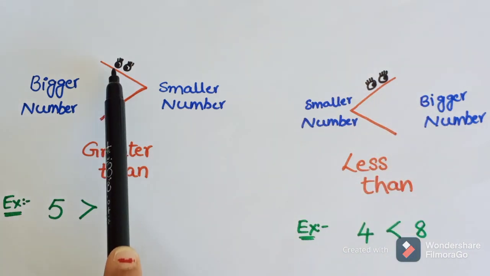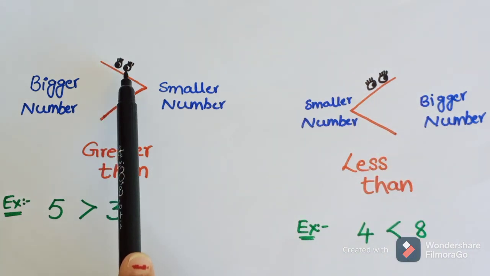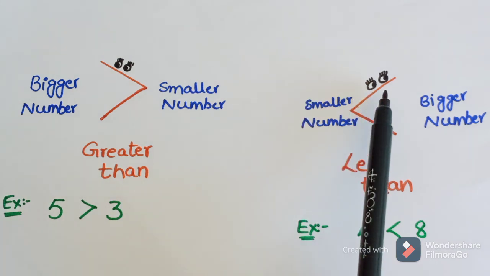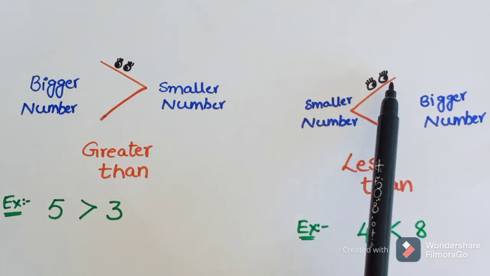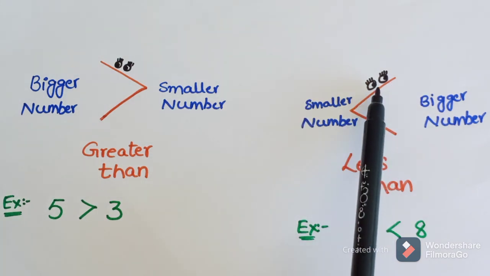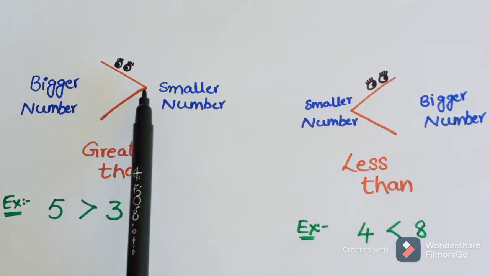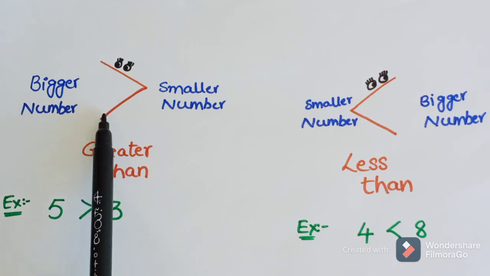See children, these are the eyes of the greater than symbol. The eyes are looking at the bigger numbers to eat. Here also this is the less than symbol. In the less than symbol also the eyes are looking at the bigger numbers to eat. This is the greater than symbol, so this is the open end symbol.